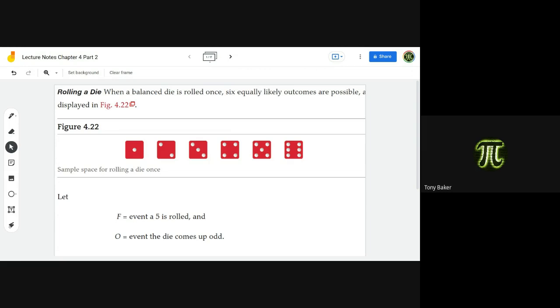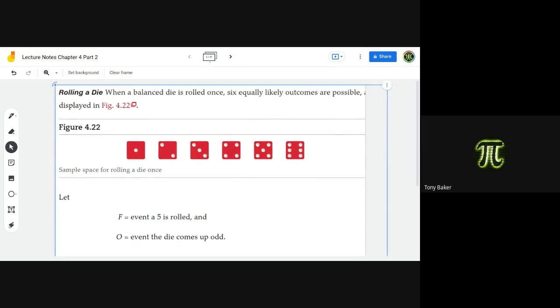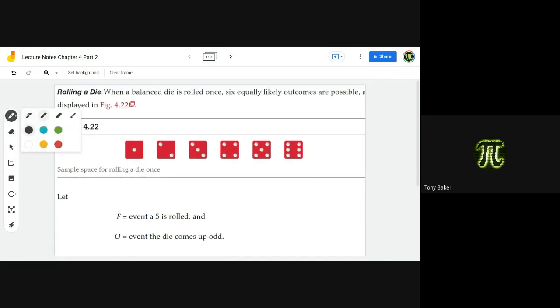What's the probability of event F? One out of... So the probability of F is 1 out of 6. What's the probability of O? 3 out of 6. Okay.